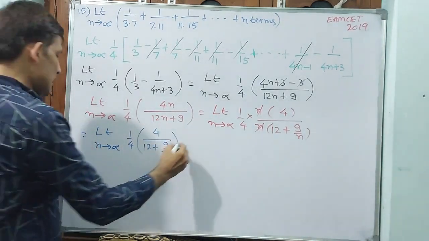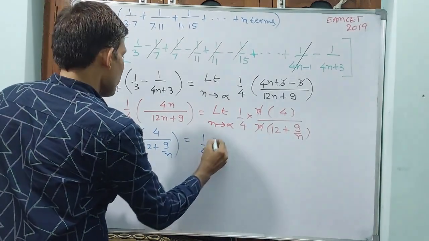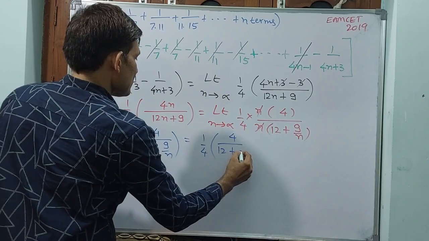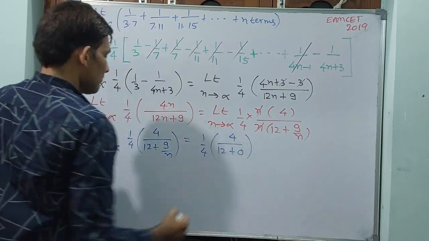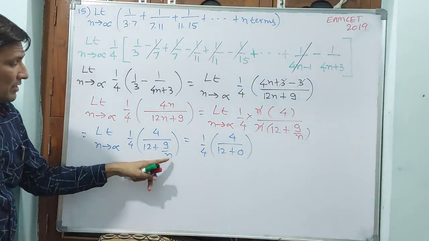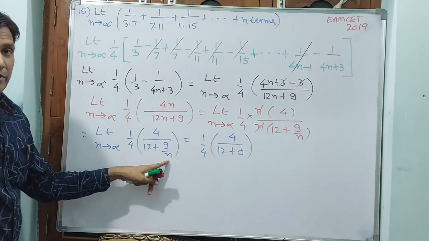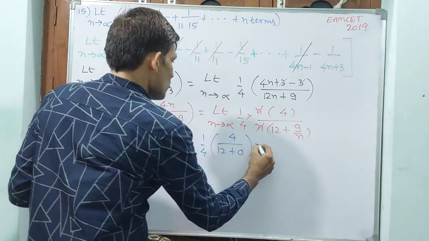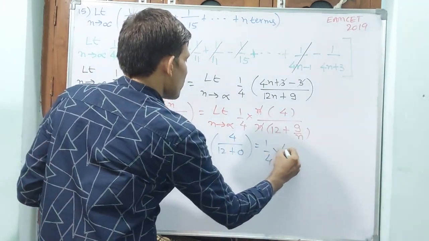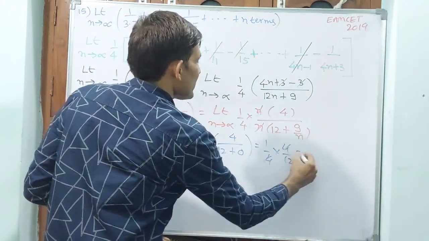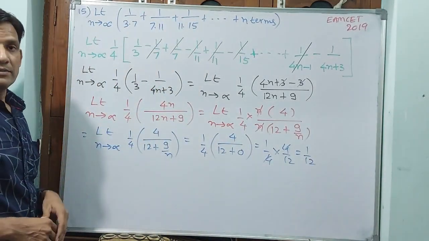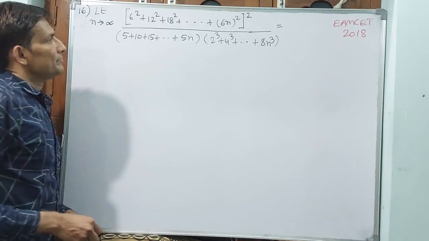Okay. Now you apply limit. 1 by 4 into, if you apply limit, 4 divided by 12 plus 0. Why? Denominator infinity means this is going to become 0. 12 plus 0 means 1 by 4 into 4 by 12. 4 is going to get cancelled out. So 1 by 12 will be your answer. Understand? Let us go for the next question.